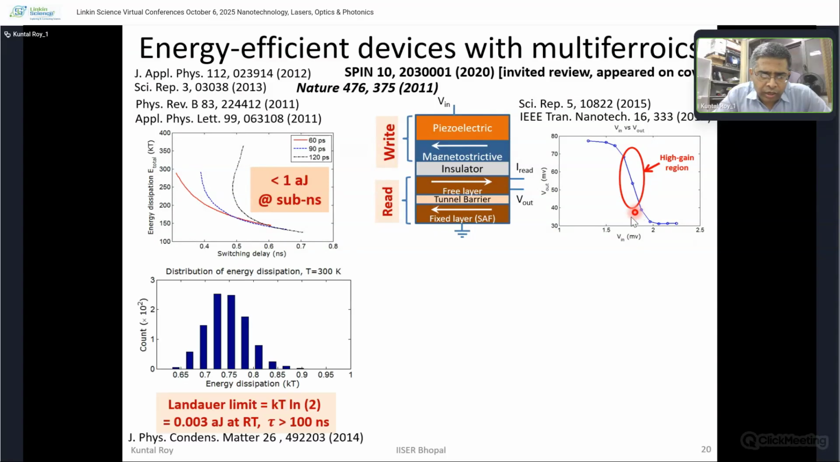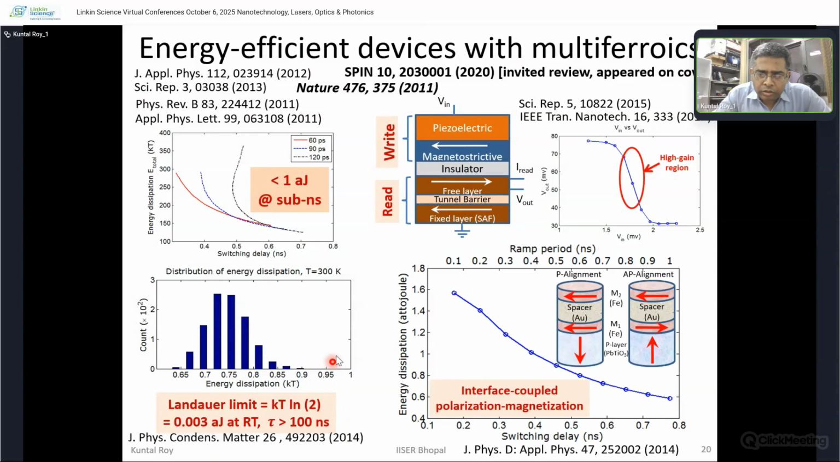Then we have also worked on the Landau limit of energy dissipation, that is, what is the minimum limit of energy dissipation that is possible. In that case, the switching delay may be high. That's fine. Particularly, it is useful for places where battery replacement is a problem, and we have to work with harvesting energy from the environment. Also, there are some exotic cases where the polarization and magnetization are interface coupled. So polarization is down, magnetization is left aligned. Polarization is up, magnetization is right aligned. Those kinds of exotic things are also helpful in the switching process.